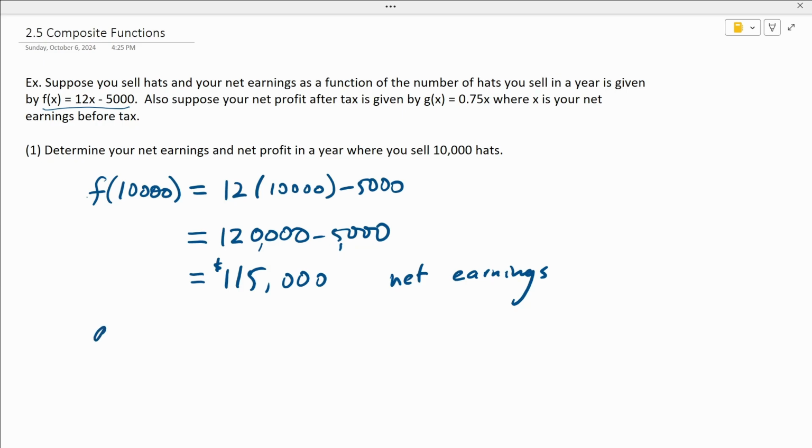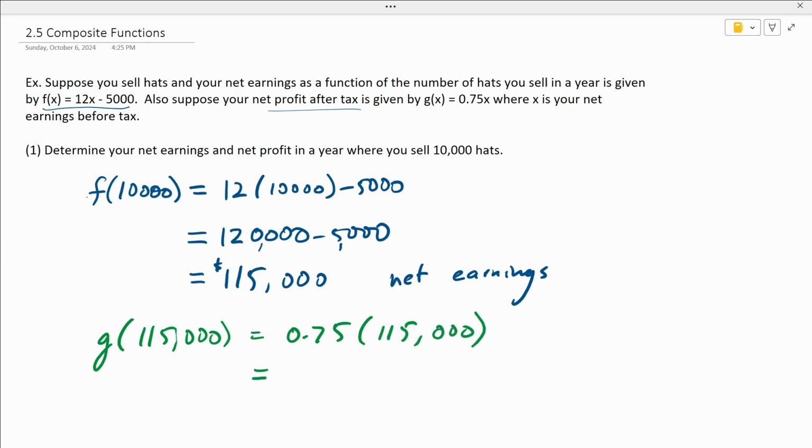And then g of x gives me my net profit after tax. So I would say g of my net earnings is 0.75 times my net earnings. 0.75 times 115,000, and I would get $86,250, and that would be my net profit after tax.